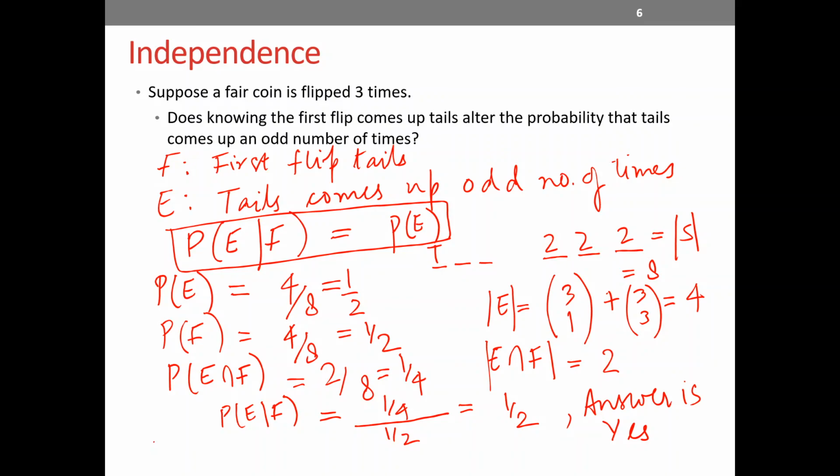Okay, let's look at another example to better understand what independence is, and I'll continue with that example in the next video.